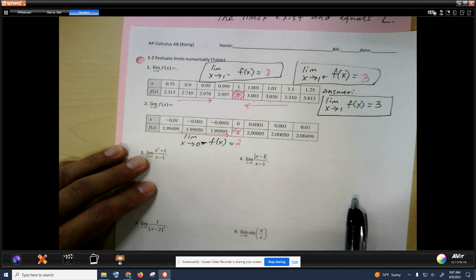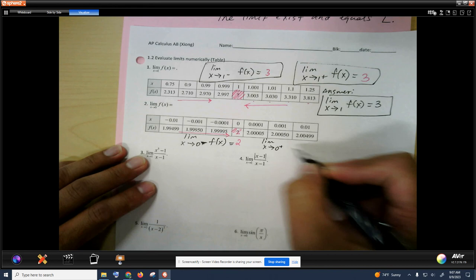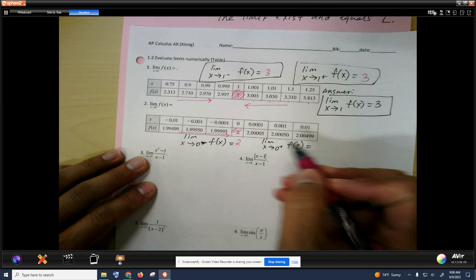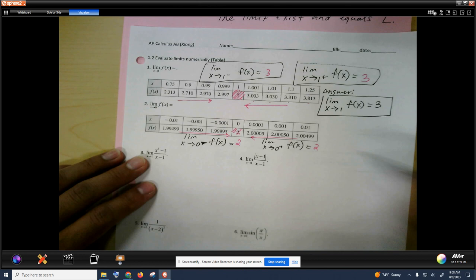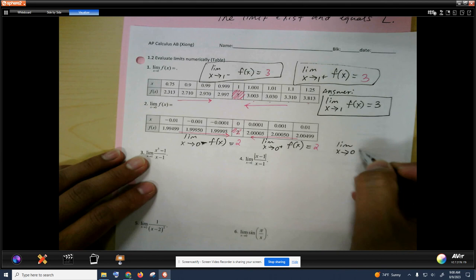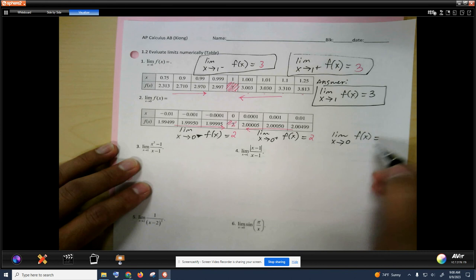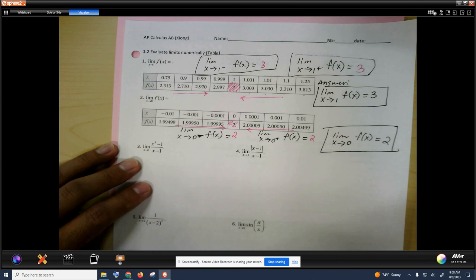And then we're going to write another statement. I'm going to come from the right this time. Olivia, coming from the right, what are you going to? Looks like it's 2. Then you write your final statement without the little plus or minus. And you now say the limit exists and it is 2. Okay, so sometimes you guys are given the table and you just have to look at the table.